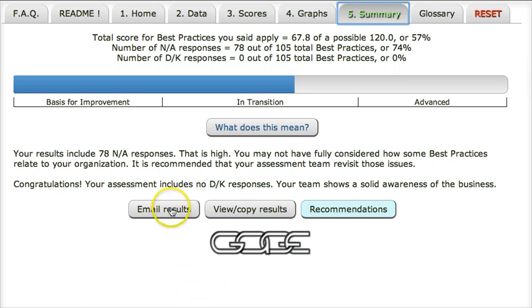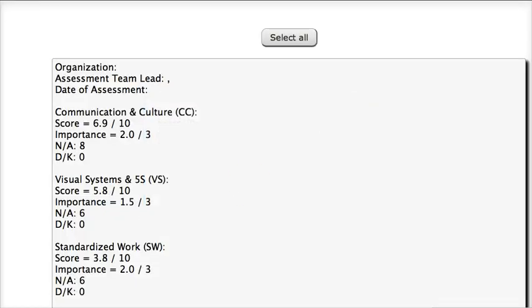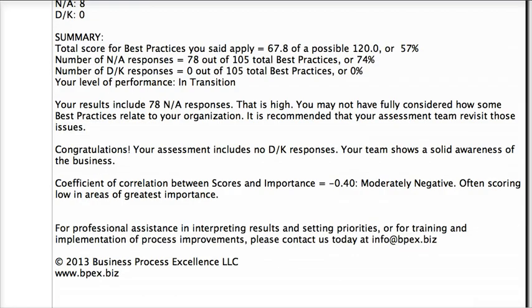We can have GAGE launch our default email client and populate the subject and body with our results, which we then can send to ourselves and others. Or we can open a summary of our results and then copy some or all of the report and paste it into another application for saving or sharing.